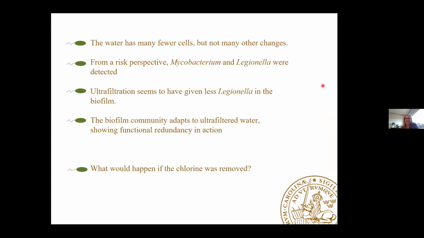So to summarize, after ultrafiltration and coagulation, the water has many fewer cells, but not many other changes. We need to, from a risk perspective, consider which Mycobacterium and Legionella were detected. The ultrafiltration seems to have reduced the amount of Legionella in the biofilm, and the biofilm community has adapted to the ultrafiltered water. And I think this shows a little bit of functional redundancy in action, because the ASVs are tuning depending on the ammonium and nitrite concentrations. And then, of course, the big question is, what would actually happen if the chlorine was removed from the system? So that's a question we have as well.